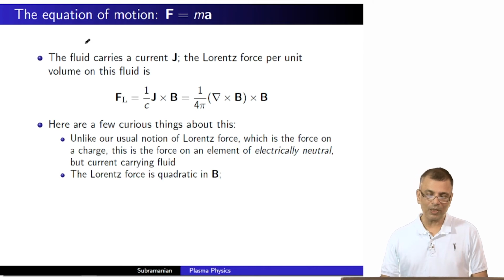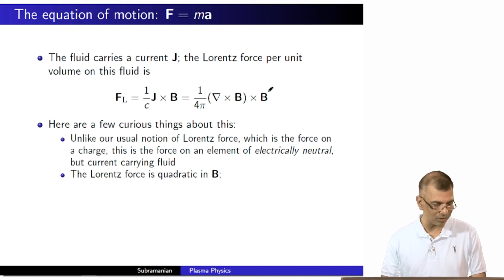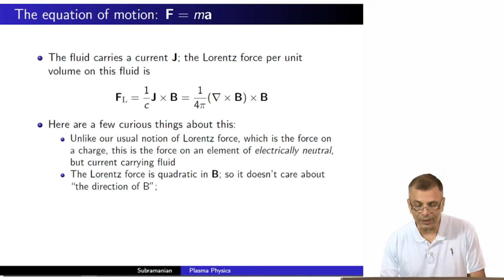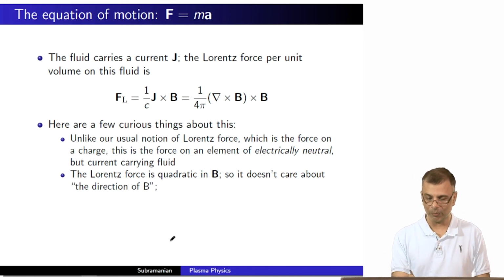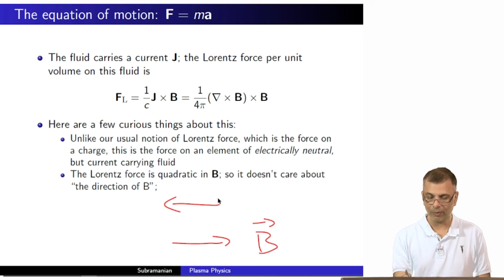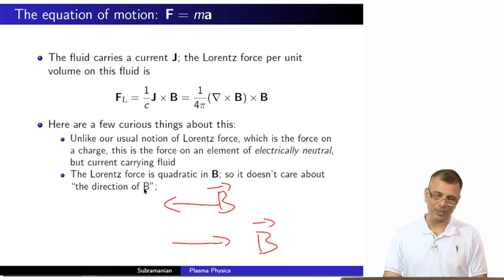The other thing is that the Lorentz force is quadratic in B. It goes as B squared, you see, B here and B here. So what is the implication of that? It does not care about the direction of B, whether B is this way or this way. It does not matter, the Lorentz force will still be in the same direction. This is another strange thing.